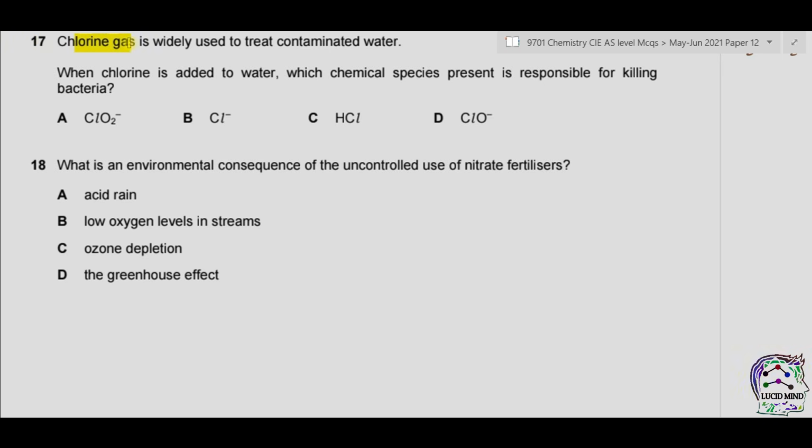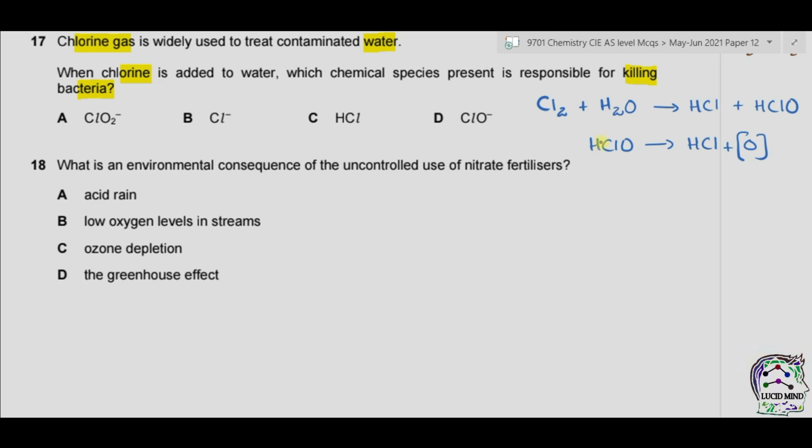Question 17. Chlorine gas is widely used to treat contaminated water. When chlorine is added to water, which chemical species present is responsible for killing bacteria? When chlorine is added to water, this reaction takes place. Chlorine reacts with H2O and it forms HCl along with HClO. Now this HClO is unstable, it decomposes again to form HCl and atomic oxygen. This atomic oxygen kills bacteria.